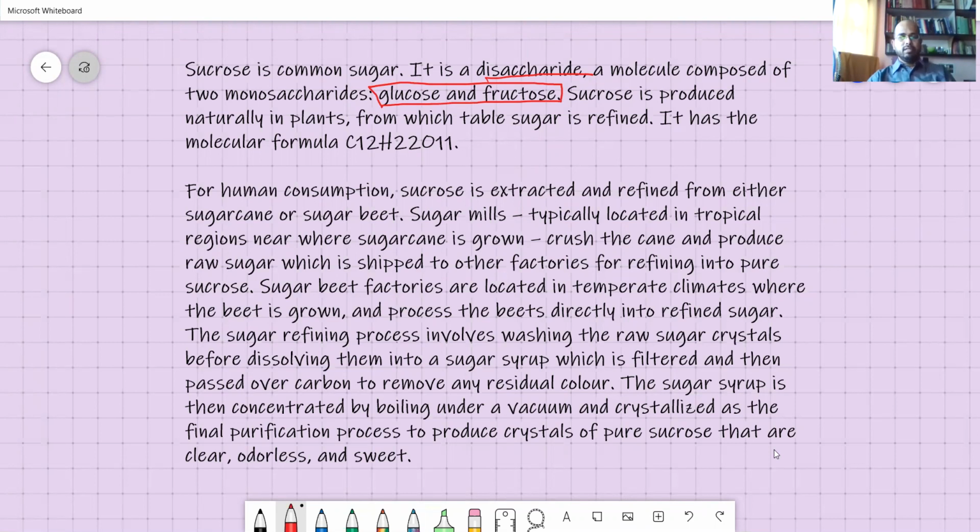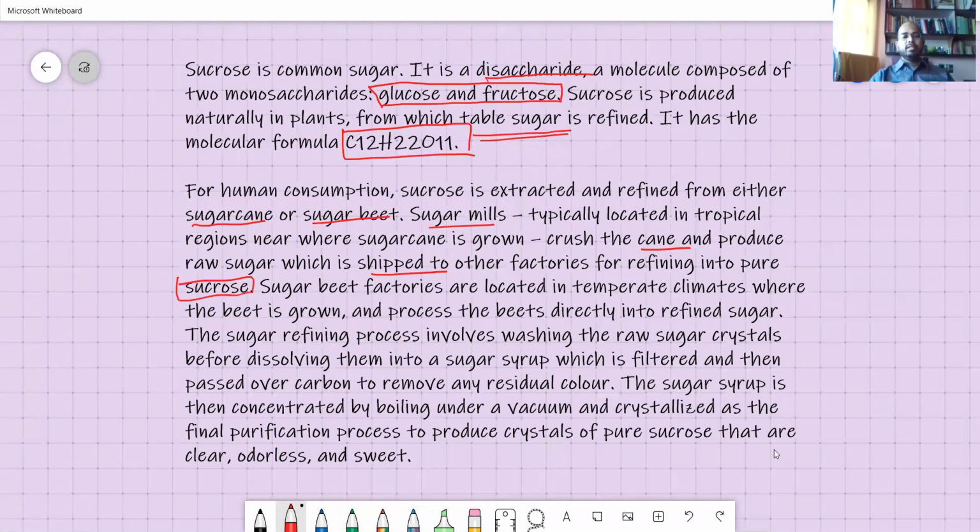Sucrose is produced naturally in plants, and from this, table sugar is derived. The sugar which we take is actually sucrose, with a molecular formula of C12H22O11. Sucrose is extracted usually from sugarcane or sugar beet. The sugar mills crush the cane and produce raw sugar, which is shipped to other factories for refining into pure sucrose.